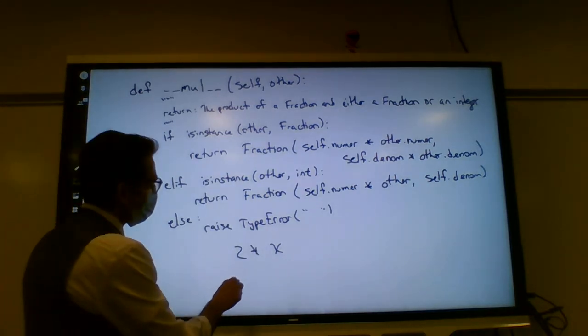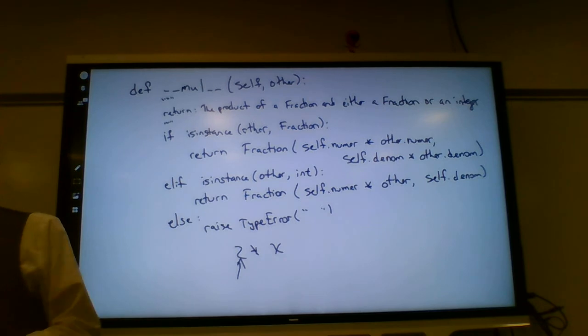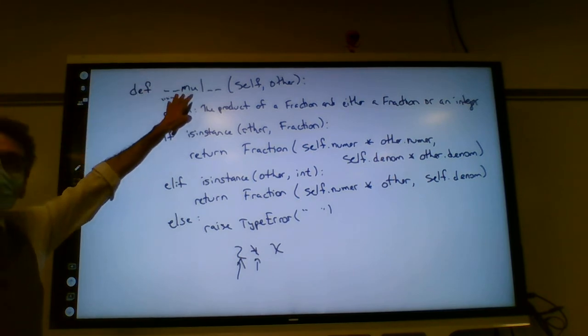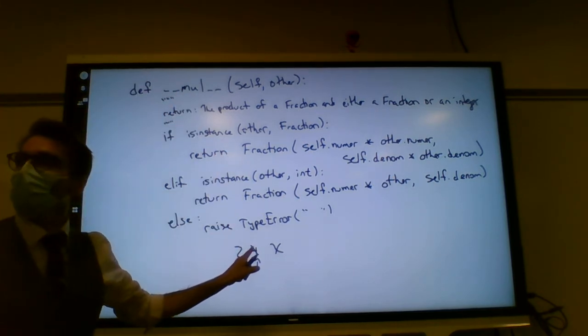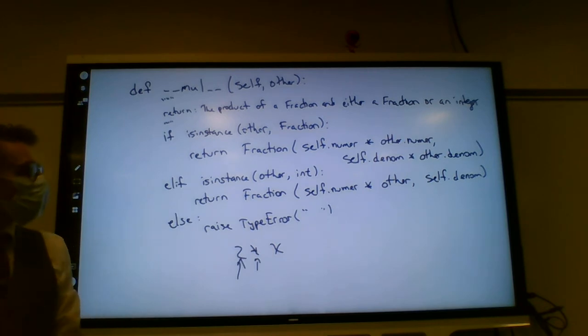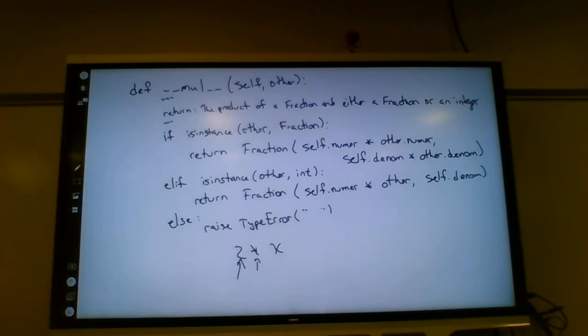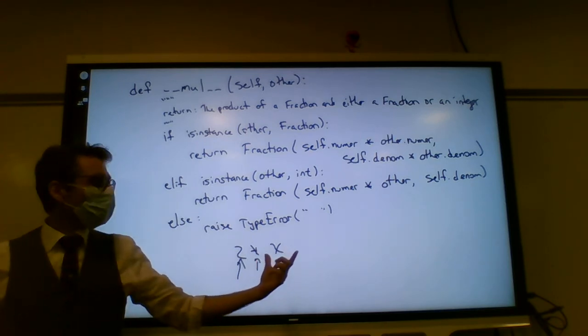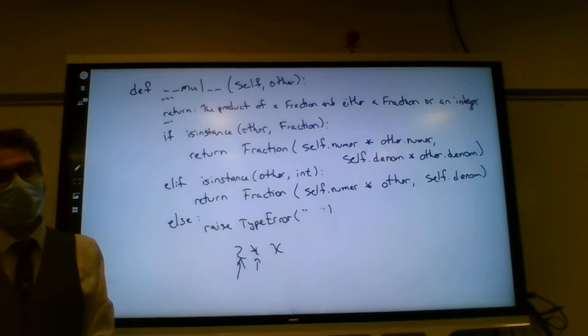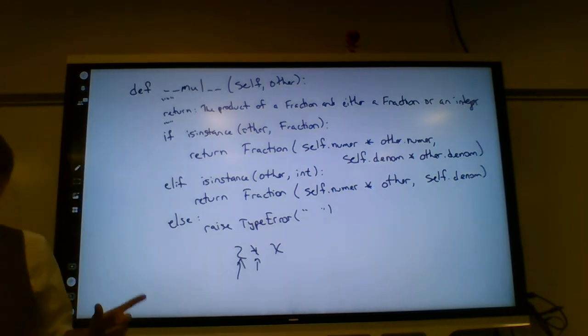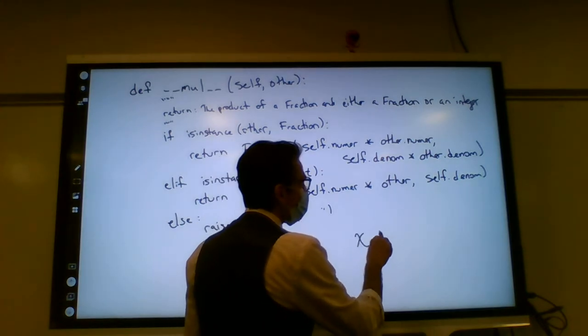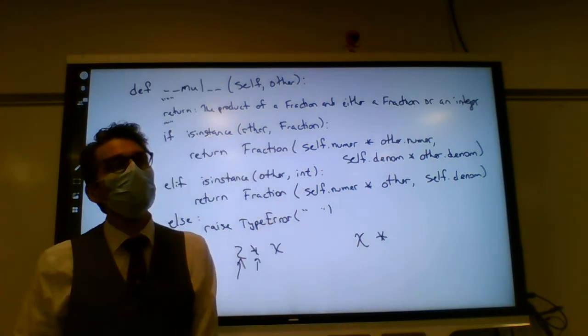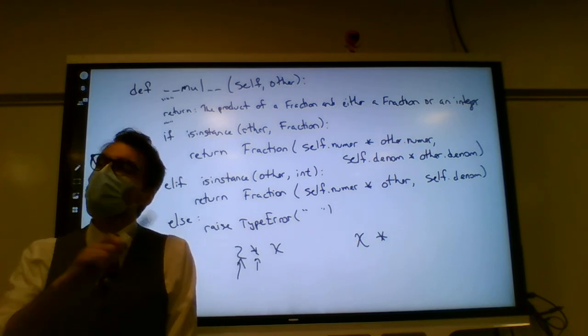So Python looks at the 2 and says, oh, this is an int. Okay, times. So Python goes to the multiplication method for ints and says, okay, let's multiply by this thing. Oh, this thing is a fraction. So let's go over to the fraction class and see what the fraction class tells us to do about this. And the fraction class doesn't tell Python what to do about this. Python knows what to do if the fraction is on the left. Python doesn't know what to do if the fraction is on the right.